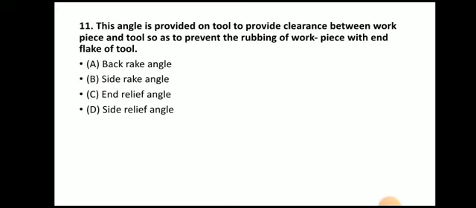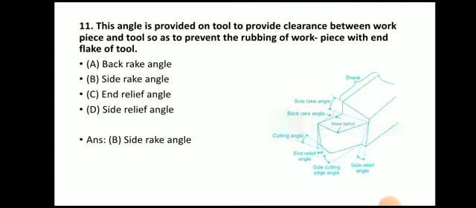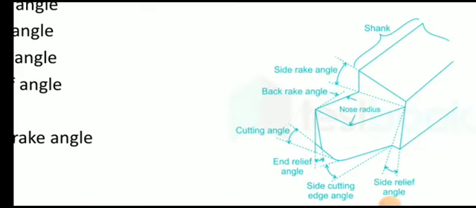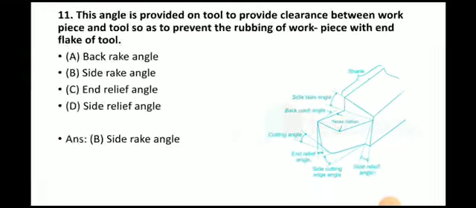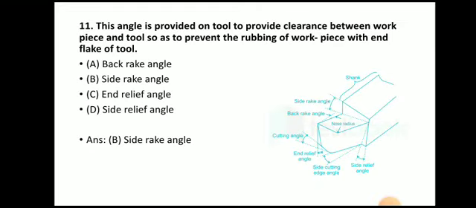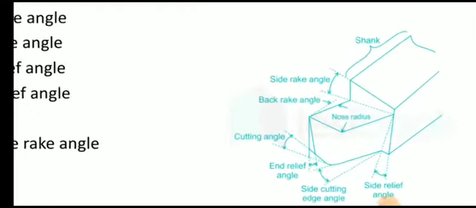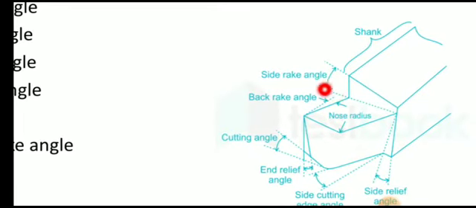Next question. This angle is provided on the tool to provide clearance between the workpiece and the tool so as to prevent rubbing of the workpiece with the end of the flank of the tool. The answer is side rake angle. Here you can see the side rake angle, or the end relief angle. Here also you can see the side rake angle. Sorry, this is the side rake angle.